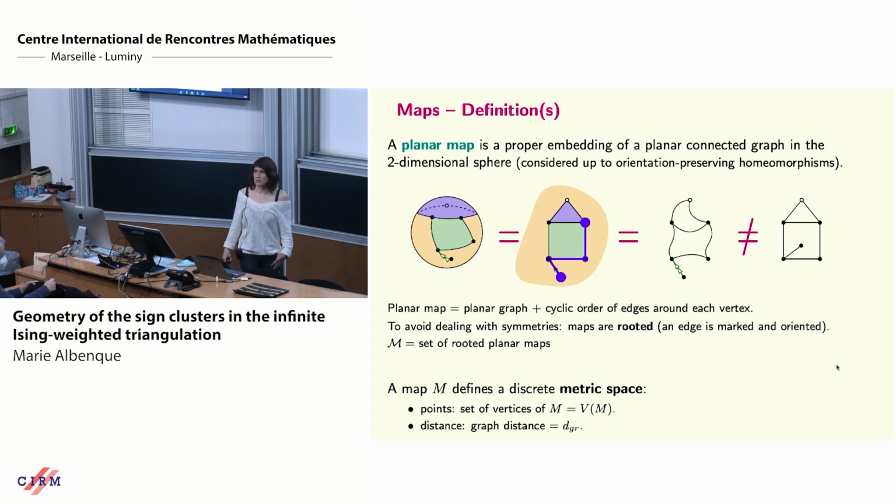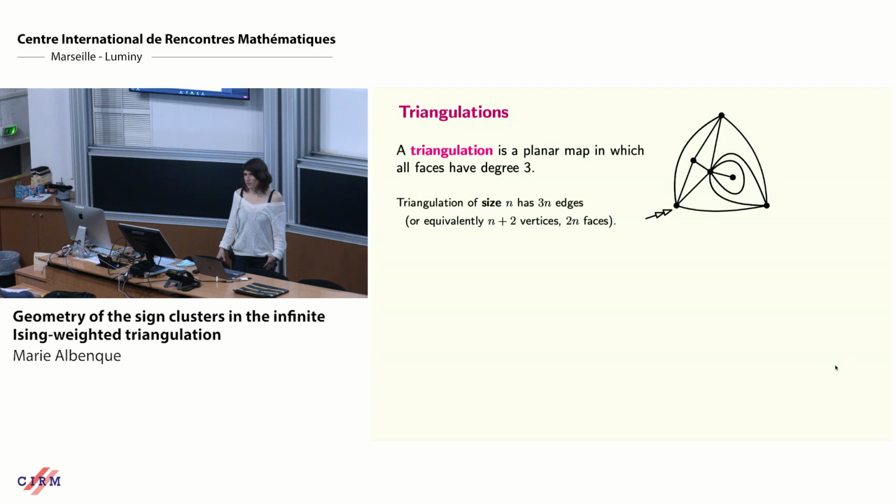I'm going to talk today about triangulations. A triangulation is a map where all the faces have degree 3, and the number of edges in a triangulation is necessarily a multiple of 3. So when I talk about a triangulation of size n, it means a triangulation with 3n edges, or equivalently with n plus 2 vertices or 2n faces. You have only one relevant parameter for the enumeration.